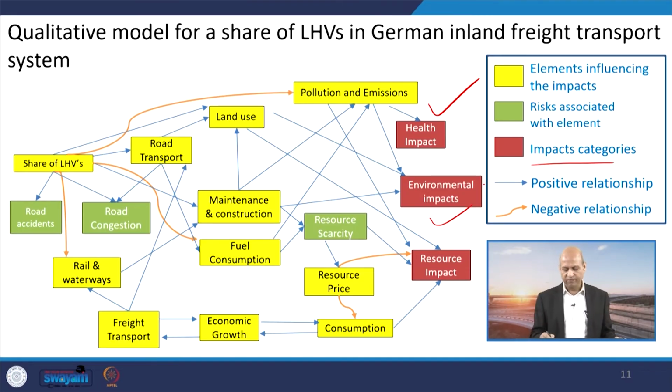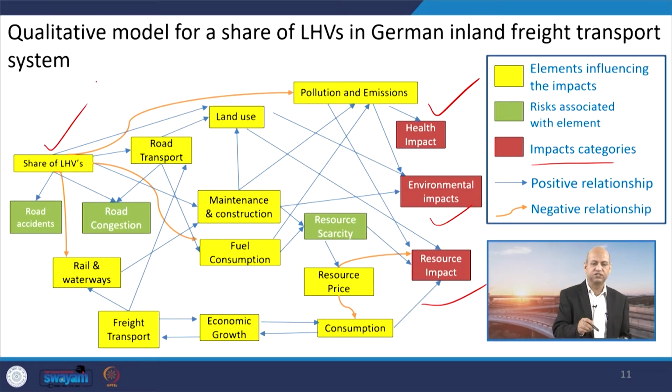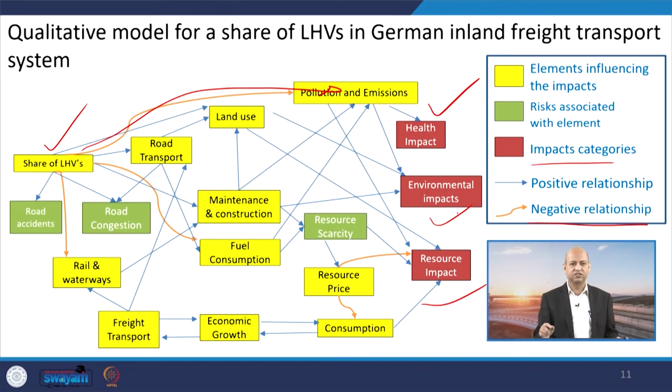air, water, soil, and the resources impact, which relates to the scarcity and the price of resources. If you see the relationships, the blue arrow lines are the positive relations, meaning something is contributing in that direction. So, if the share of LHVs increases, the chances of accidents may increase and road congestion may also increase, but at the same time it will reduce pollution and emissions. The brown arrows are the negative or inverse relationships. That kind of relationship is shown in this particular figure, which you can study in detail.